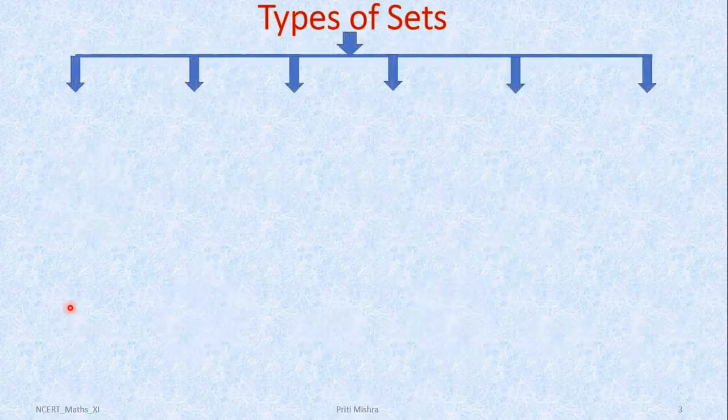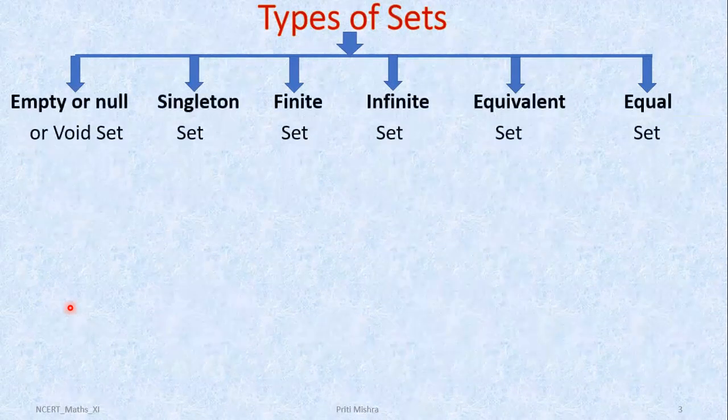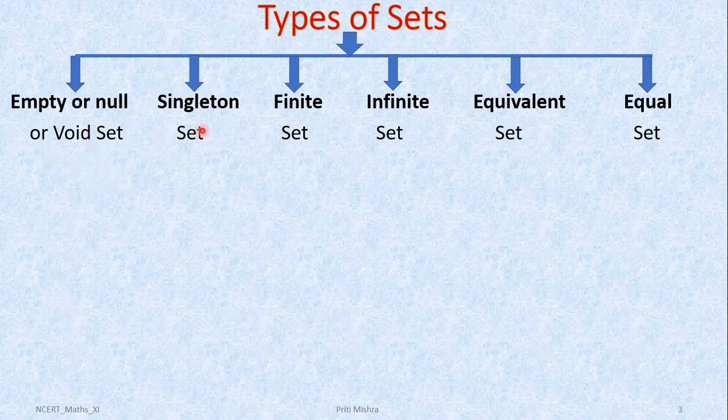Types of sets. We have 6 types of sets. First of all, I would like to tell you the names of all these 6 sets. The first one is empty or null or void set, then singleton set, then finite set. The fourth one is infinite set, then equivalent set, and equal set. Now let's find out the meaning of all these sets.